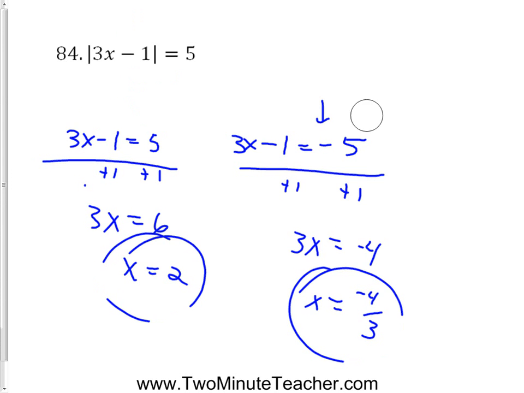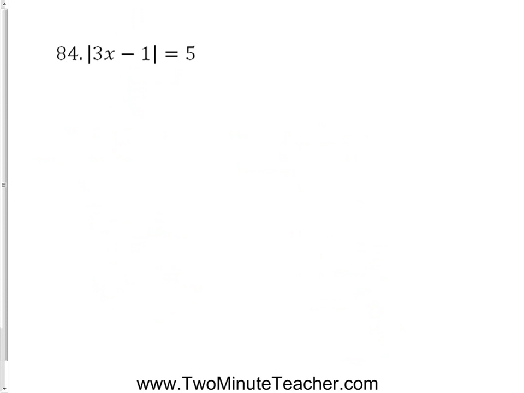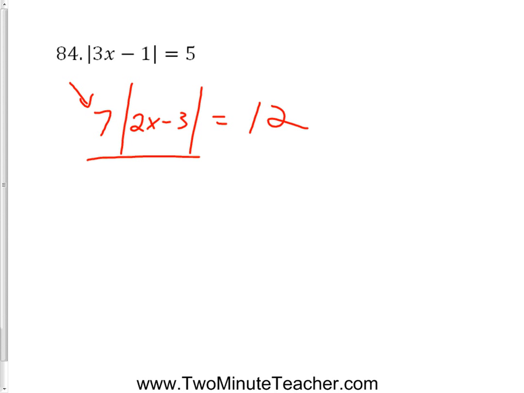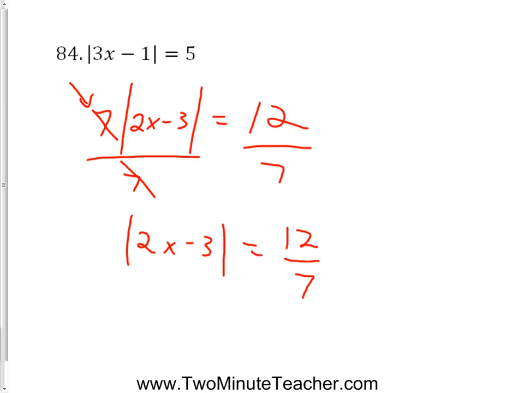The only other thing I want to say about this is if the absolute value gets even more complicated, like it's got something in front of it, like 7 times the absolute value of 2x minus 3 equals 12. You've got to get rid of anything that's cluttering up the absolute value side. You got to get it down to just an absolute value before you split it in two parts. So here, I'd get rid of the 7 by dividing by 7 on both sides. After these cancel, I'd have 2x minus 3 in absolute value equals 12 sevenths. Then I can split it into my two parts. 2x minus 3 equals 12 sevenths, and 2x minus 3 equals negative 12 sevenths.